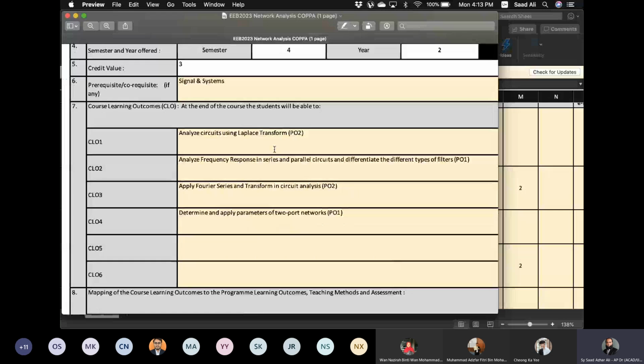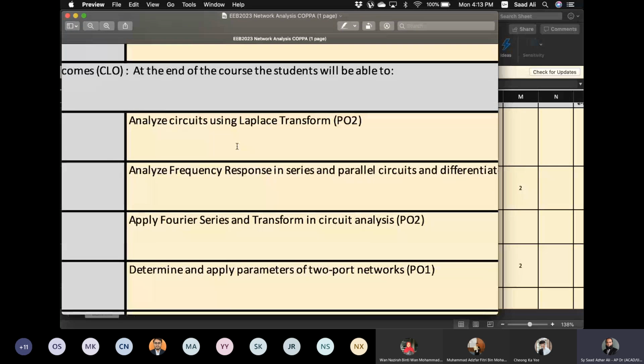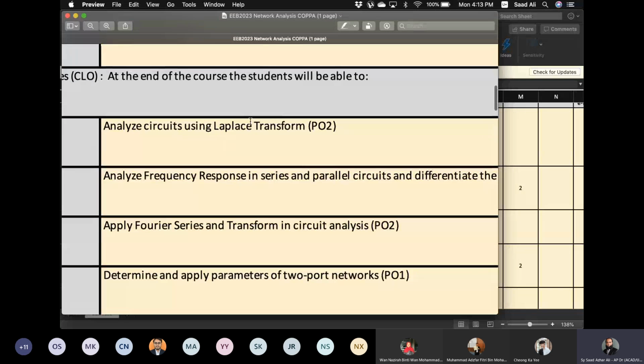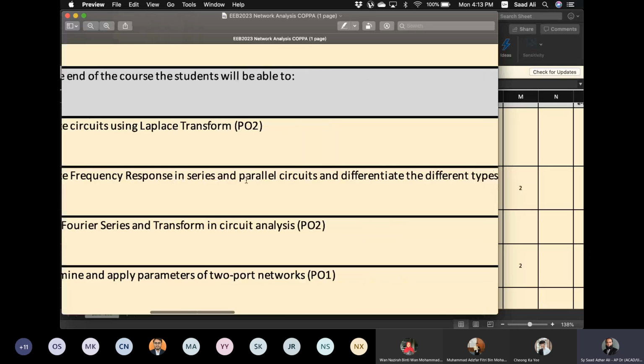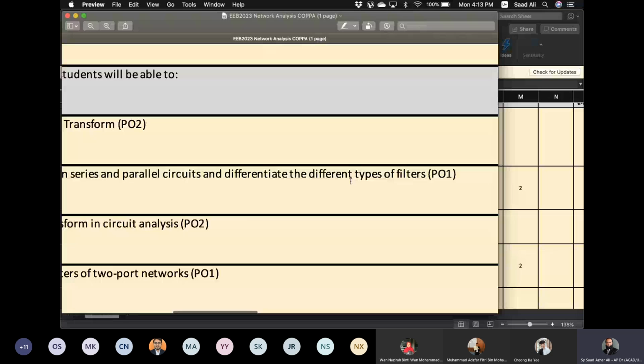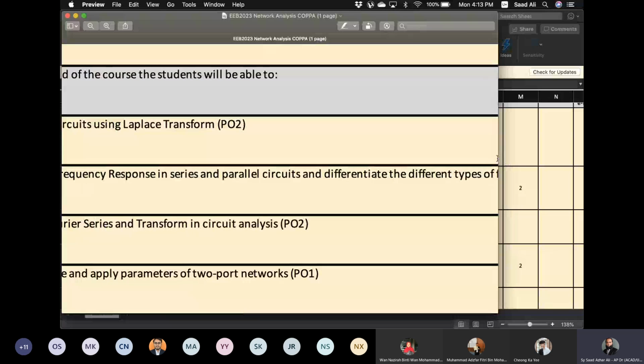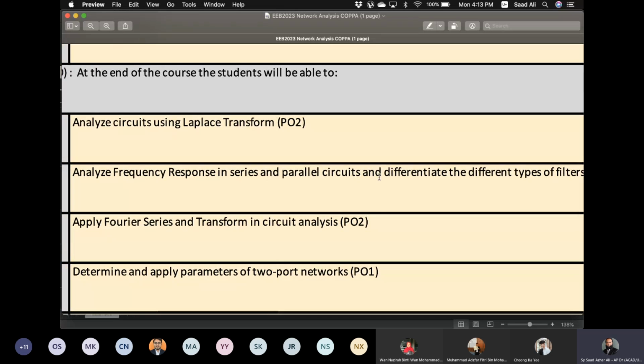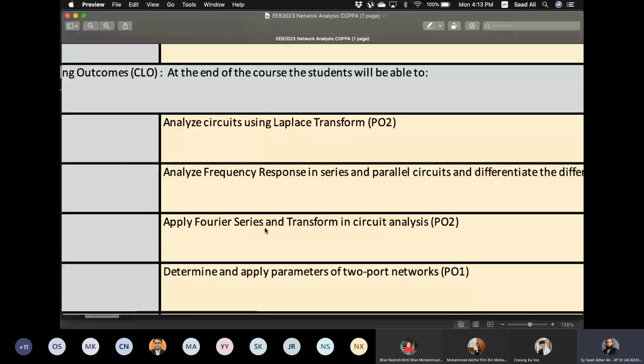So these are the outcomes for this course, network analysis. Analyze circuits using Laplace transforms. And for this particular course outcome, we had a discussion on phasors and frequency domain circuits. So this is part of Laplace transforms. Then series and parallel circuits, differentiate different types of filters. So we did this for chapter 4 actually, in which we had series parallel circuits, then Fourier series and Fourier transform, which is course outcome 3.